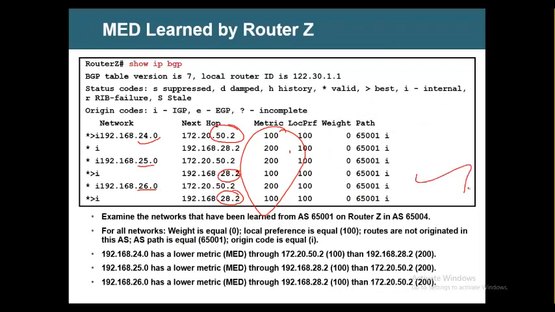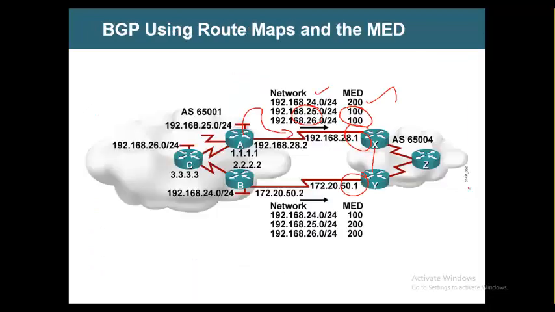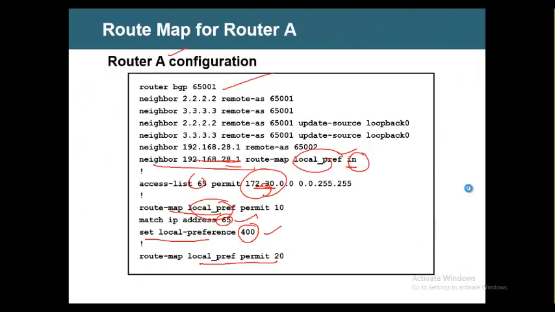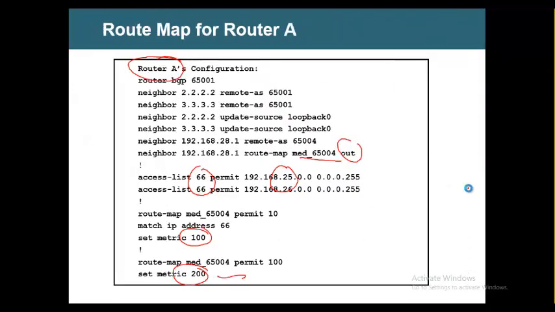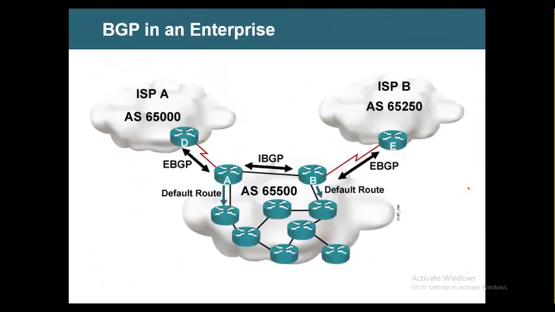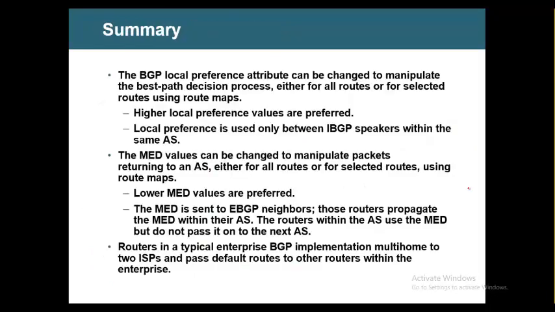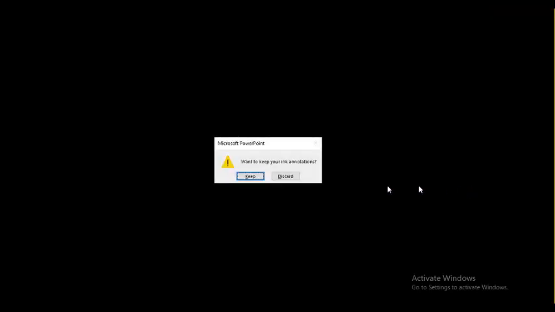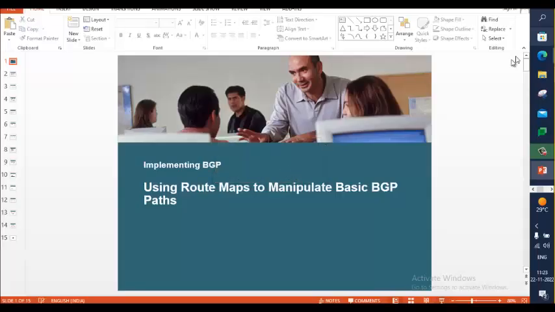These are the things that we should do as a lab. We need to do one lab with local preference, one lab with MED, and we'll have a slightly different case study. It doesn't have to be exactly the same either. Right, that's it. So this is about BGP attribute configuration with route map.